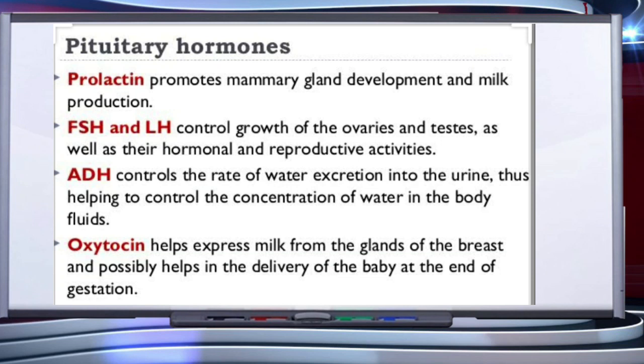Prolactin promotes mammary gland development and milk production. Follicle stimulating hormone FSH and luteinizing hormone LH control growth of the ovaries and testes as well as their hormonal and reproductive activities. Antidiuretic hormone ADH controls the rate of water excretion into the urine, thus helping to control the concentration of water in the body fluids. Oxytocin helps express milk from the glands of the breast and possibly helps in the delivery of baby at the end of the gestation.